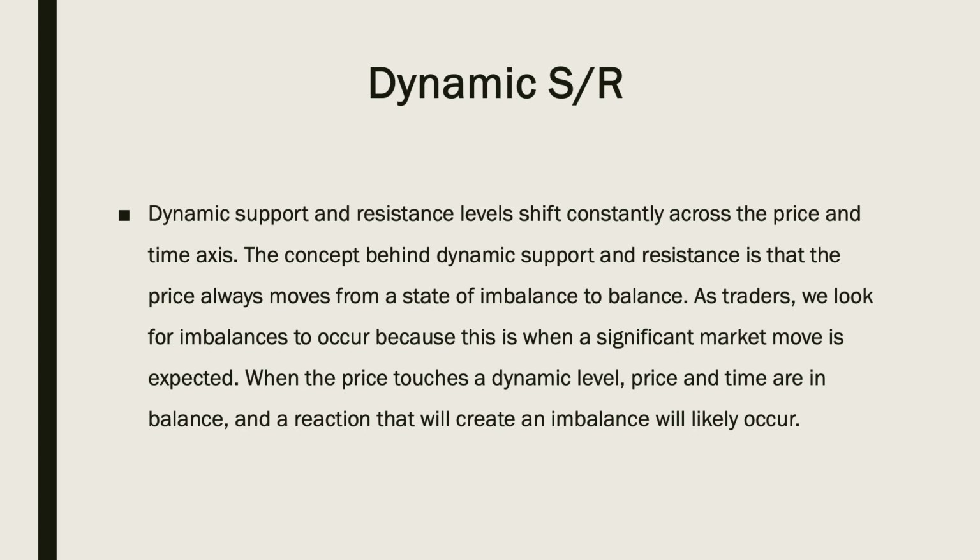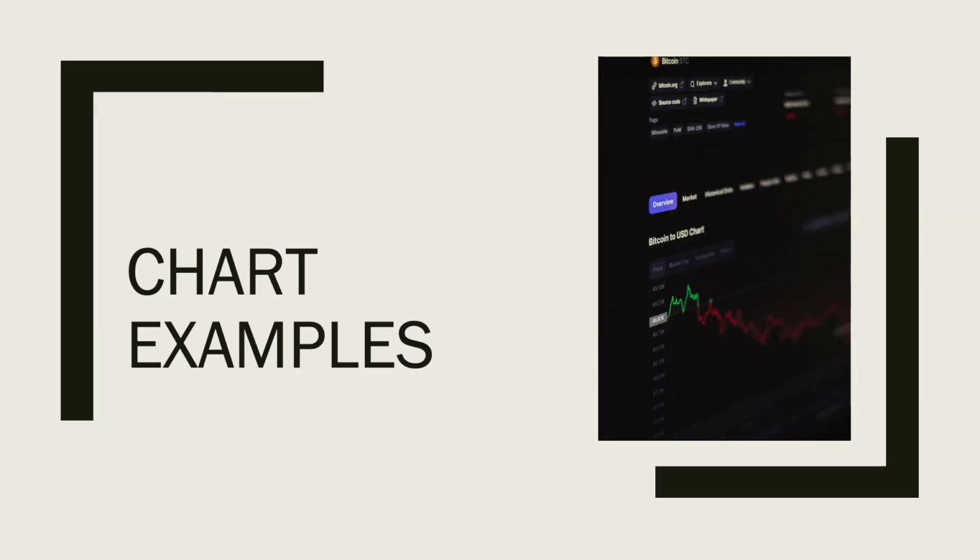When the price touches a dynamic level, price and time are in balance, and a reaction could appear that will create an imbalance. So you need to pay attention to dynamic support and resistance levels because they are important. In the last part, I will just show you some chart examples.